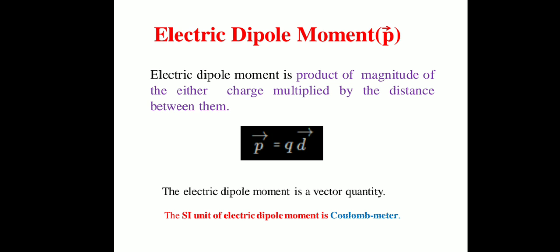So let us define electric dipole moment. It is defined as the product of the magnitude of either charge multiplied by the separation distance between the charges, p bar equal to q into d bar. Now from that formula one can easily write the SI unit of electric dipole moment. Charge is measured in coulomb and distance is measured in meter. So the SI unit of electric dipole moment is coulomb meter.